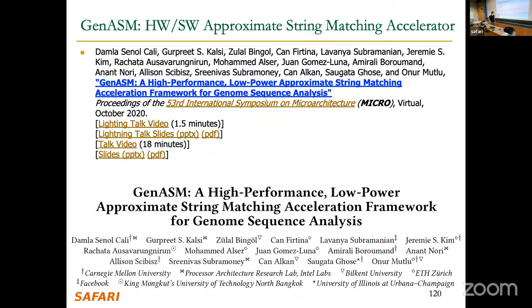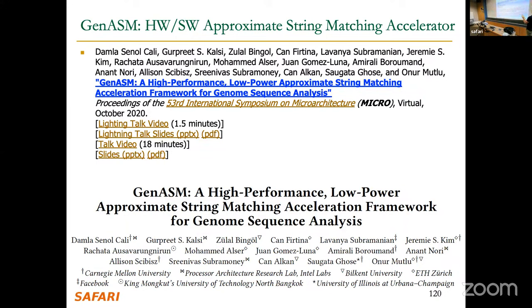Another one is GenASM, presented in 2020. It's a high performance and low power approximate string matching acceleration framework for genome sequence analysis. As I said before, you're going to learn about bioinformatics and genome sequence analysis in this course as well.